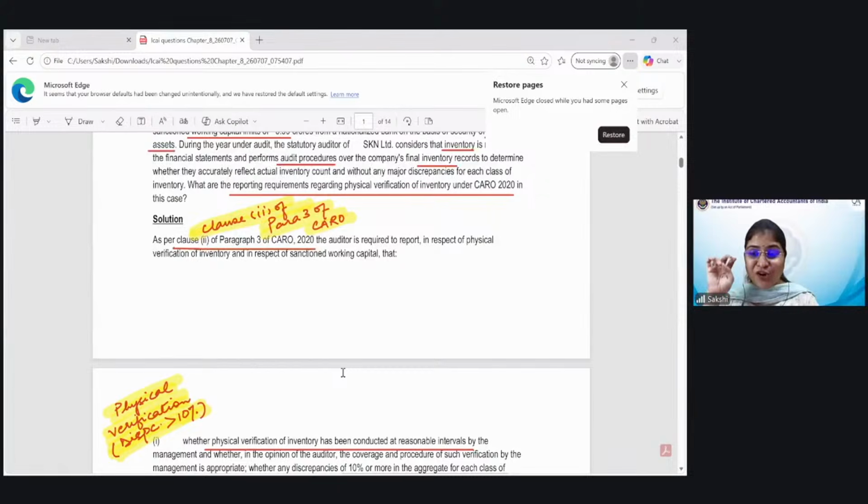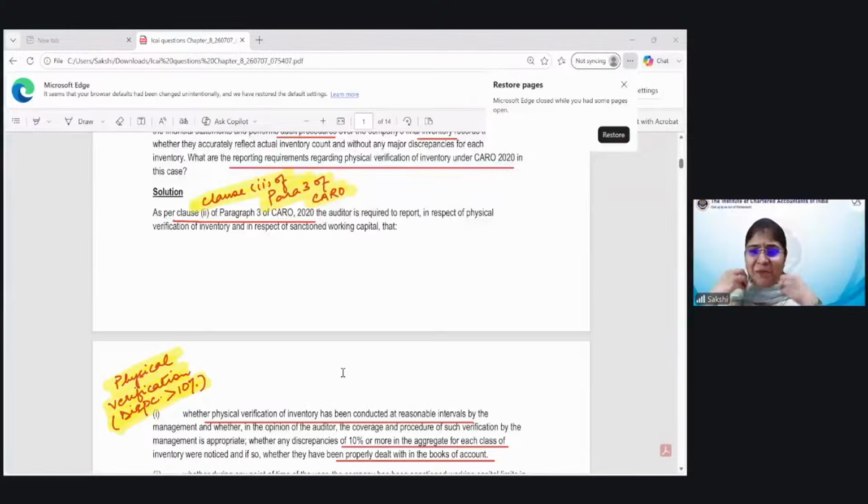Okay, so 2T for 2, isn't it? You remember this trick of remembering? 2 was for your inventory, isn't it? So you should be quick to recollect clause number 2 of para 3 of CARO 2020, isn't it? So you will start writing. Immediately tell the examiner this, yes, I remember the clause number very well. That is the first impression that you are giving to the examiner, that you remember the clause. And you will start writing the answer as per clause 2 of para 3 of CARO 2020.